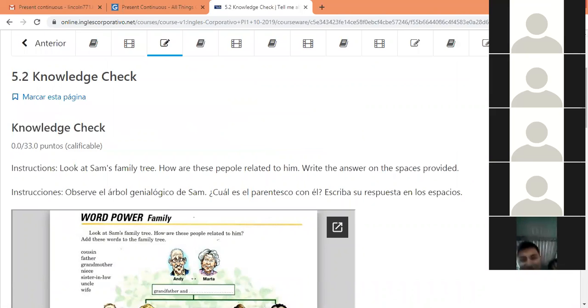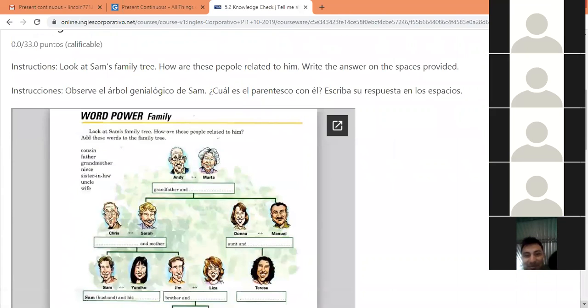5.2, okay? We're going to talk about Sam's family tree. Look at Sam's family tree. How are these people related to him? Add these words to the family tree. Grandfather and what are you going to write here? Andy and Marta. Andy is the grandfather and Marta is? The grandmother. Good.